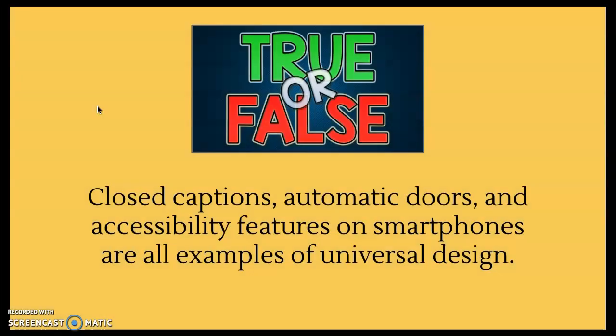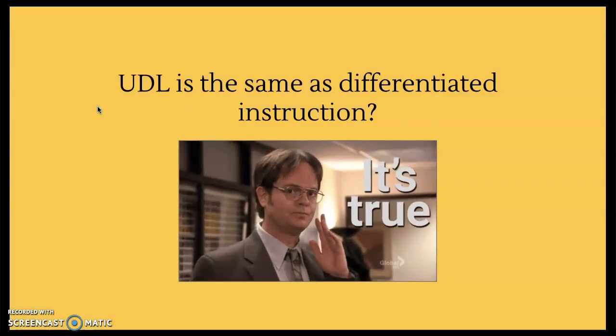And now one more true-false question here. Closed captions, automatic doors, and accessibility features on smartphones are all examples of universal design. 5 seconds, true, false? That's true. Thanks, Dwight. That's definitely true.